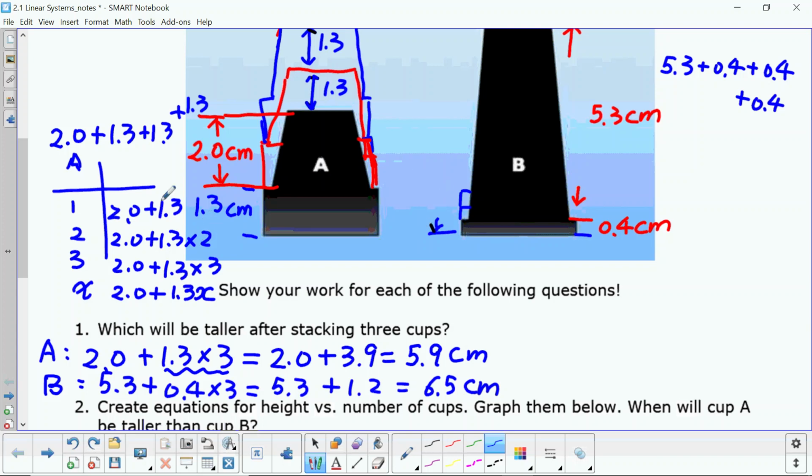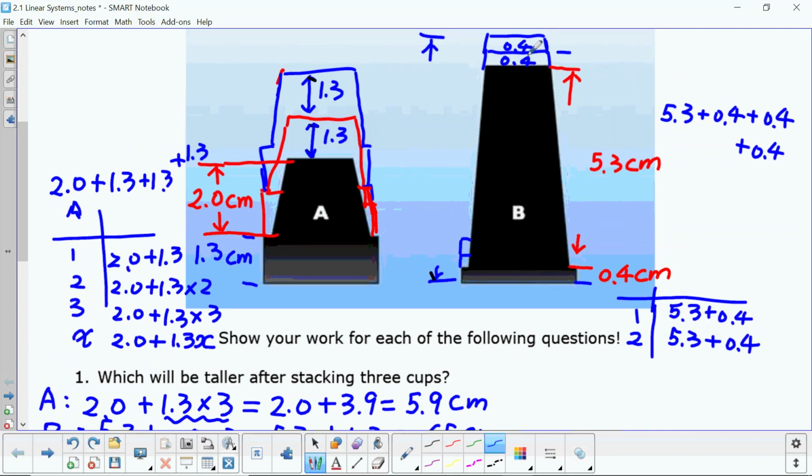And we do the same thing for cup B. It will be 5.3 plus 1 layer, you will have plus 0.4. And if you have 2 cups, it will be 5.3 plus 0.4. This is 1 cup. Then you add another cup there. The height will increase 0.4. So it will be times 2, 0.4 here. So if it's 3, then it will be 5.3 plus 0.4 times 3.